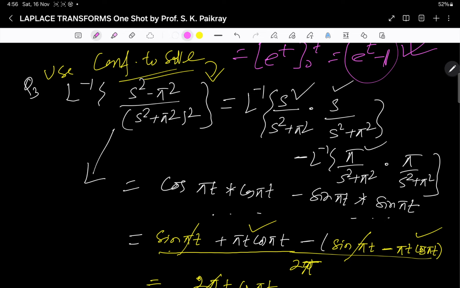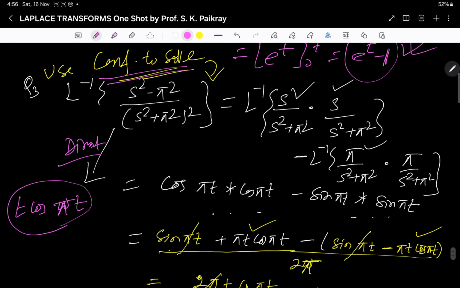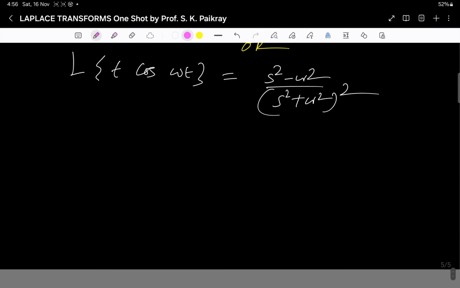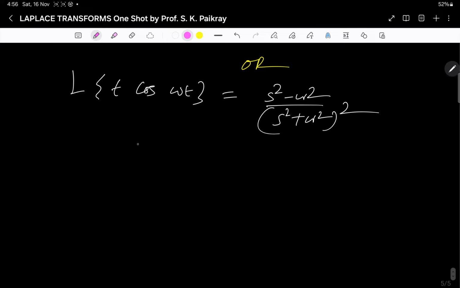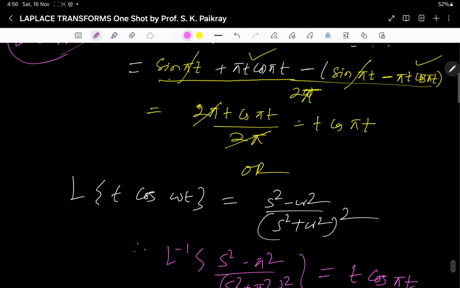It will be t cos omega t, which means t cos pi t. Okay, so this is my direct. If it is asked to apply convolution, then you can apply it by convolution. If you are asked to apply the partial fraction, you will be able to apply that also. So it is direct. Therefore my L inverse of (s square minus pi square) by (s square plus pi square) whole square is t cos pi t.